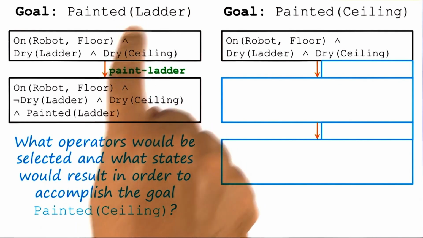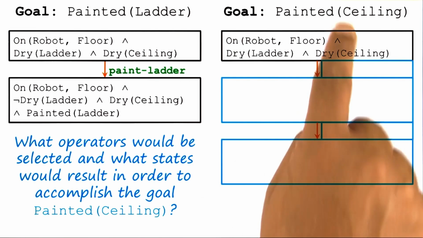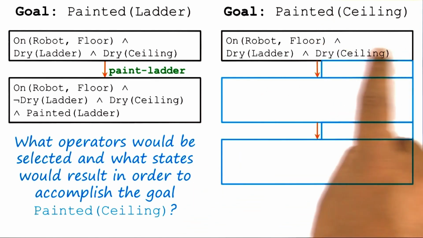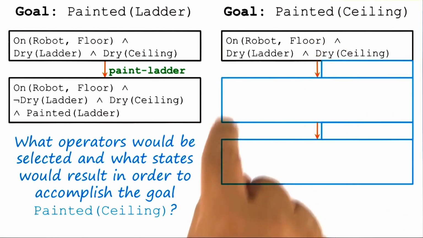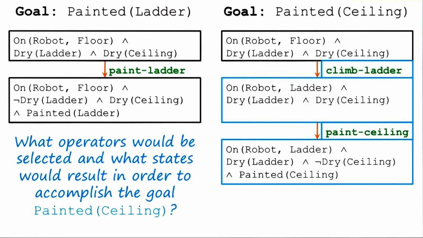Now that we have seen how a simple planner may work for this goal, let us see how the simple planner, the linear planner, may work for the goal of painted ceiling. Please write down the operators in these boxes and the states that will be achieved after the application of these boxes in these bigger boxes. What did you write, David?